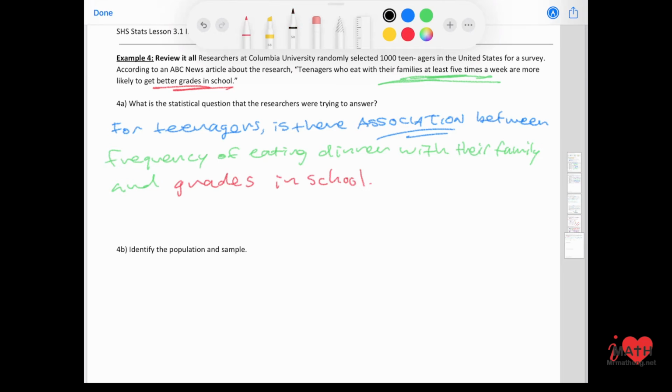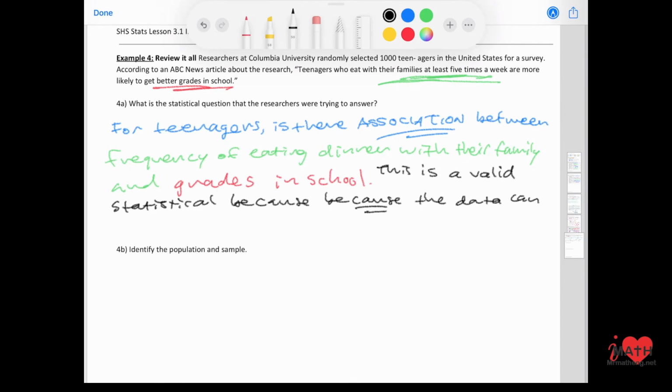Is this a valid statistical question? This is a valid statistical question. Here's my reasoning. Because the data can vary in number of times eaten with family and their GPA, right? Someone who eats little with their family can have a high GPA, or someone who eats all the time with their family can have a low GPA, or a bunch of different things, right?